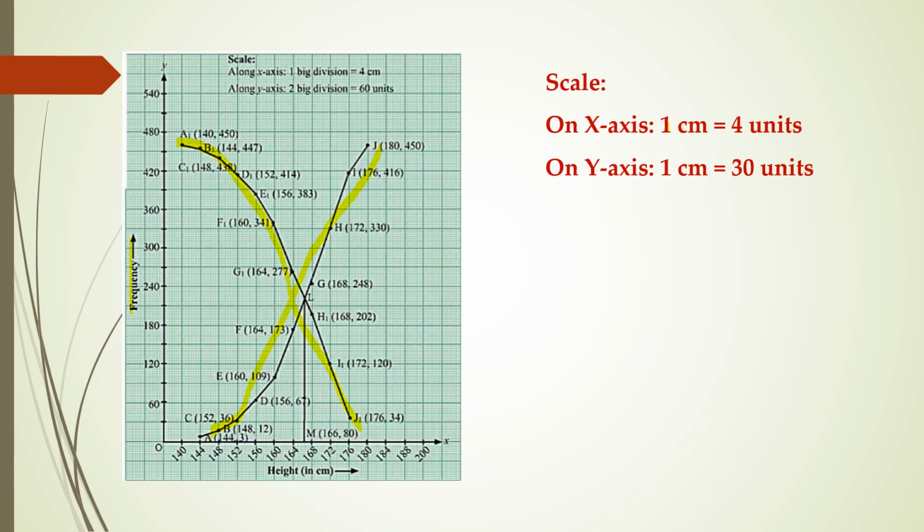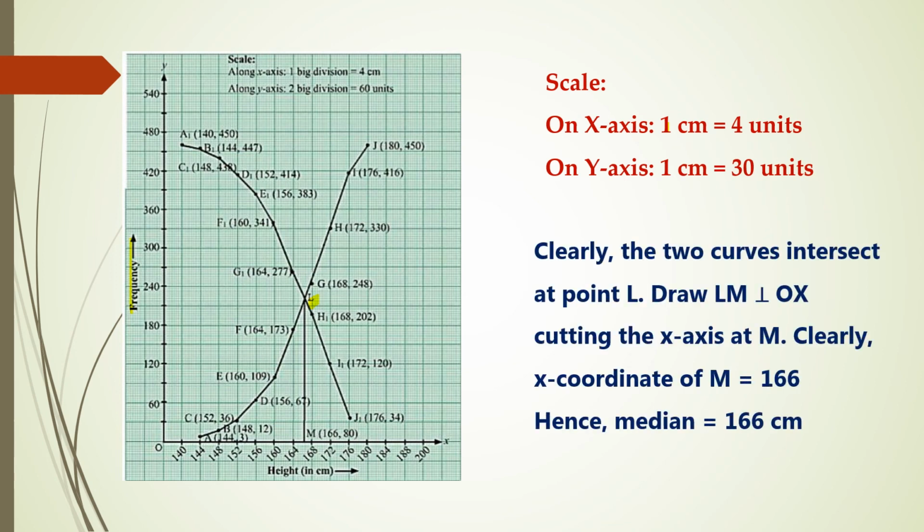Now the two ogives intersect at some point here. That point is taken as L. You have to find the median by using these two ogives. Clearly, the two curves intersect at point L. Draw LM perpendicular to OX. OX is the x-axis here. Simply, from L, draw a perpendicular line to the x-axis. This perpendicular will meet the x-axis at some point. That point we name M.